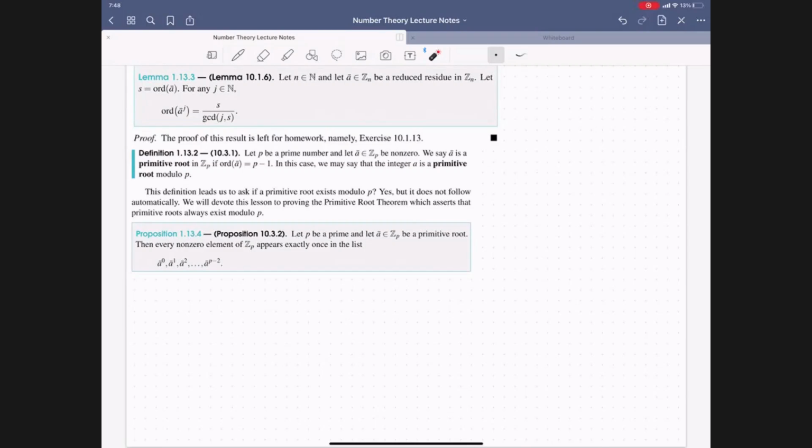And we will be saying that an element in a congruence class a bar is a primitive root if the order is equal to p minus 1. And so we'll be calling those numbers primitive roots modulo p. And so that's the goal for our next lesson, to study this in further detail.